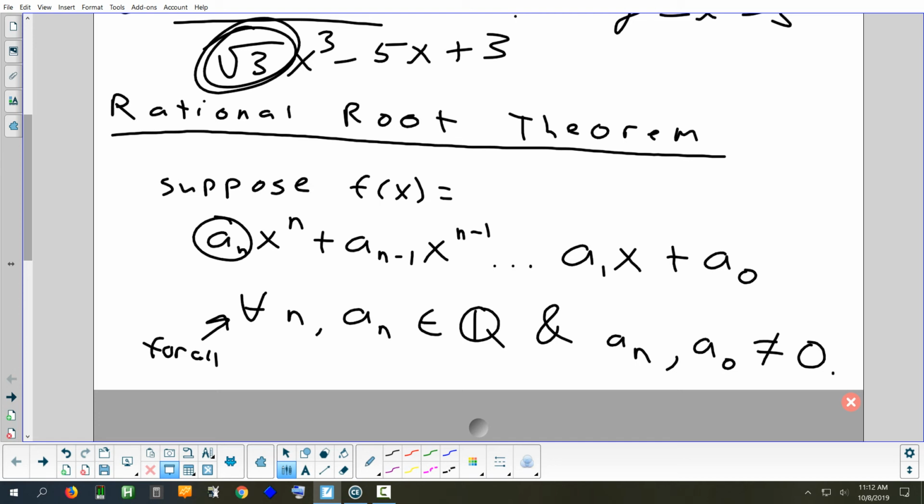So the numbers for all coefficients have to be rational numbers. That's what this says in fancy math writing. The other thing it says, the last part, which is a little easier, is that the first term and the last term cannot be 0. It's not that if you had a 0 they wouldn't have roots. It's that if you had a 0, the rational root theorem doesn't work, so you'd have to use something else.